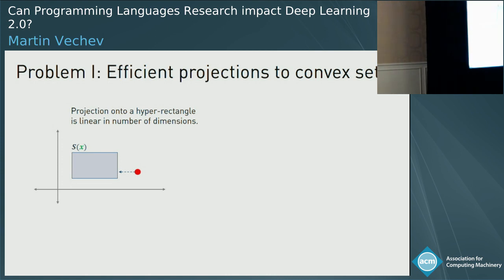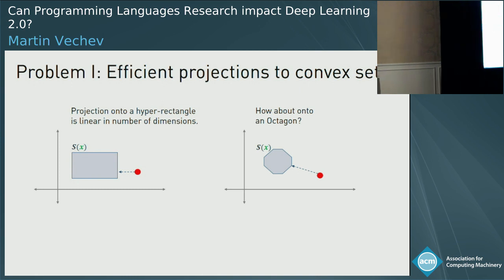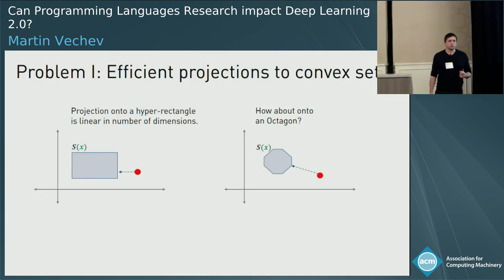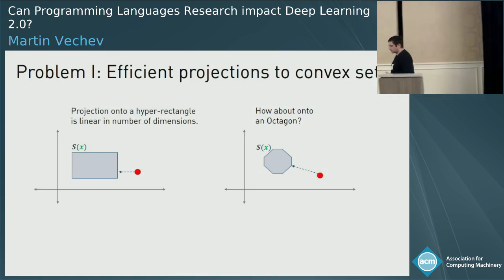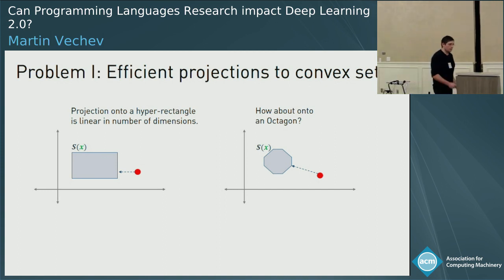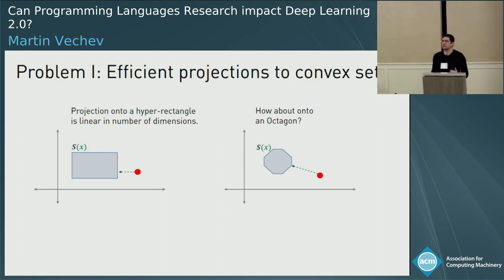Now let's suppose that I give you another convex shape, another set, like an octagon, for instance. What would the complexity be to project the point onto the octagon? What about some pentagon or zonotope or some other subpolyhedral domain? You know, this is not really studied that well.